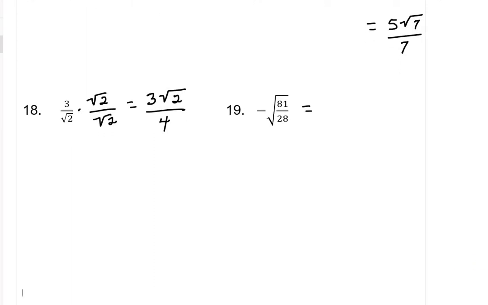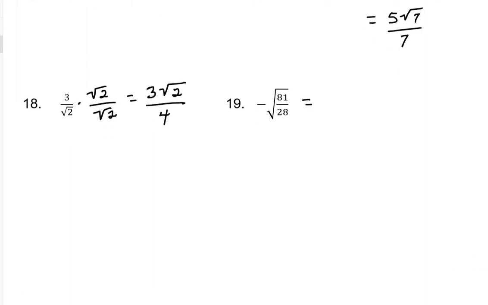Okay, problem 19 is a little bit more complicated, so we need some more room here to do that. First thing I want to do is split this up into two different radicals. I'm going to have the square root of 81 in the numerator, and then in the denominator, I'm going to have the square root of 28. And I'm going to simplify each one of these radicals. So the square root of 81 is 9.